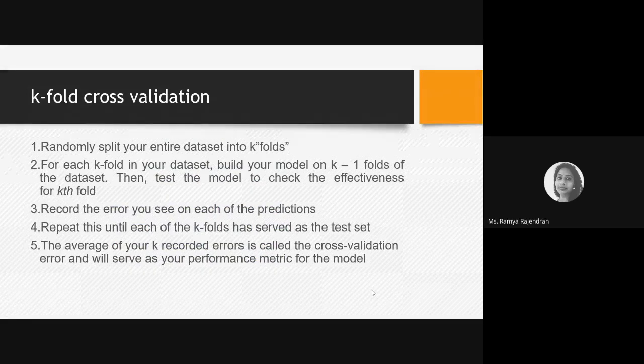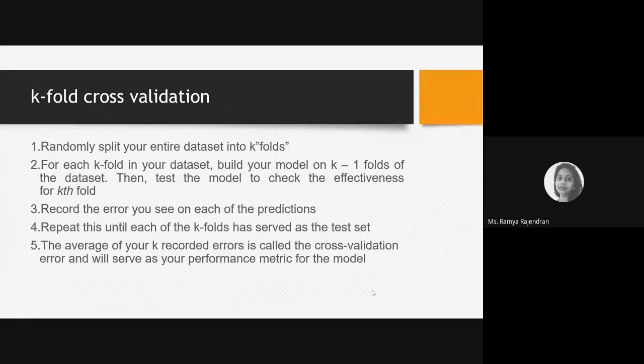You'll be randomly splitting your data into different k folds. You'll be building your model on k-1 folds, and then checking the model on the validation set. And you keep on doing this until all the folds get completed. Then you take an average of all these errors, and you call that the cross validation error.